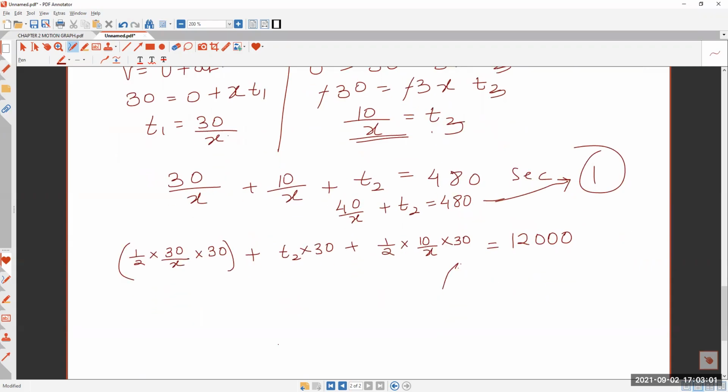I'm now getting equation number 2 in terms of area under the graph. It's always these two only in the graphs: you find the area under the graph equation and you find the time equation. There are always two. So in this case, half and 15, what is 15 into 30? 450. 450 divided by x plus 30 t2 plus here 5, 3, 5, 15, 150 divided by x equals 12000. Did everyone understand?